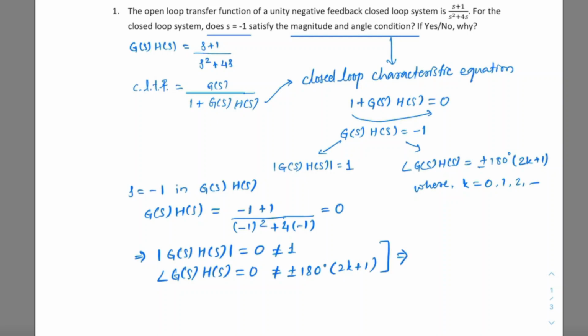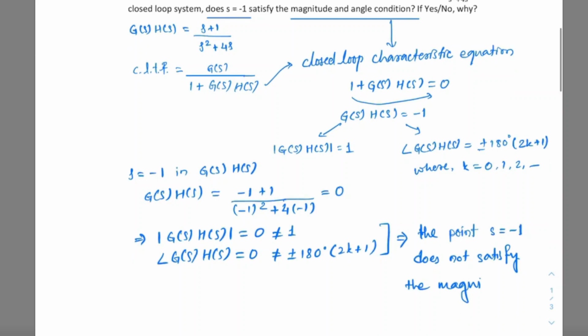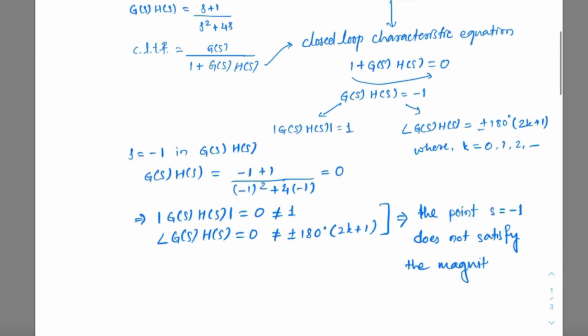This implies that the point s equals minus 1 does not satisfy the magnitude and angle condition.